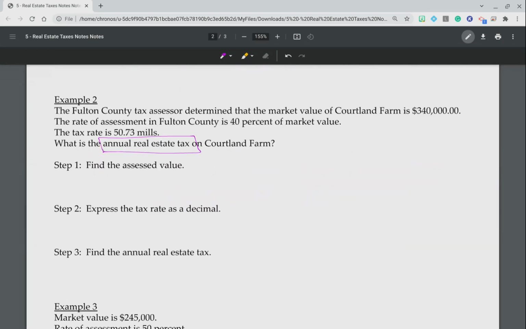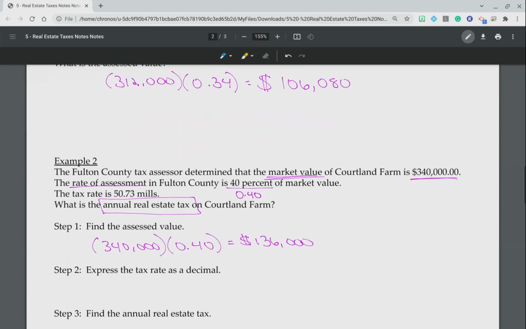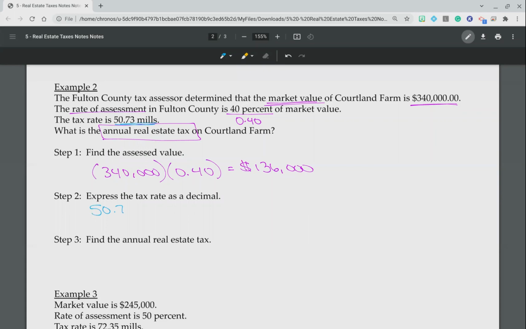Step one, I'm going to find the assessed value. My market value is $340,000, and my rate of assessment is 40%, which is the same as 0.40. When I multiply those together, I get $136,000. My tax rate as a decimal formula is the number of mills divided by 1,000. I had 50.73 mills, and I divide that by 1,000 to find my tax rate as a decimal. I take it out as many decimal places as it is, and I got 0.05073.